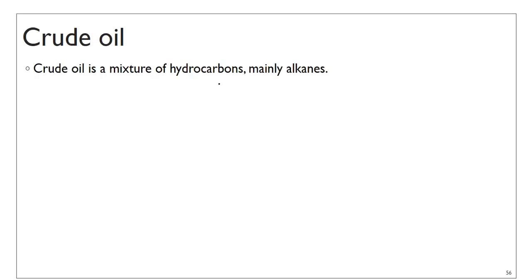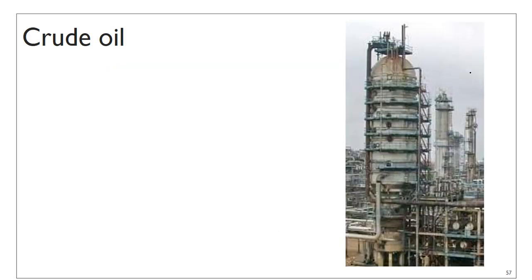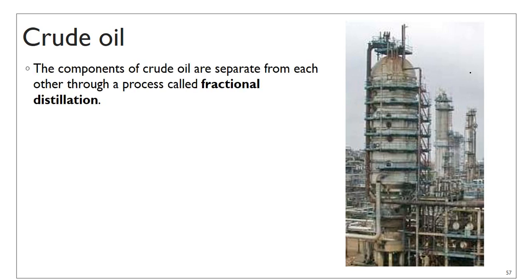This is probably a better definition of crude oil anyway. At least it tells you what the chemical composition is. So it is a mixture of hydrocarbons, mainly alkanes. Here are some examples, alkanes of different sizes. So if you want to separate the alkanes to actually get propane, it needs to go through a process of fractional distillation. So this is an example of a fractional distillation column.